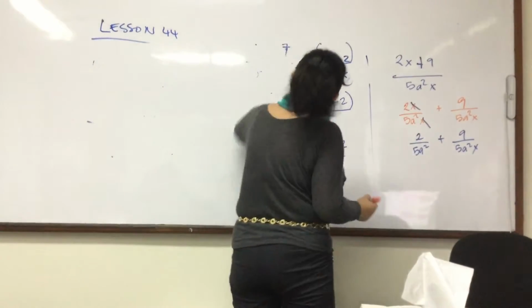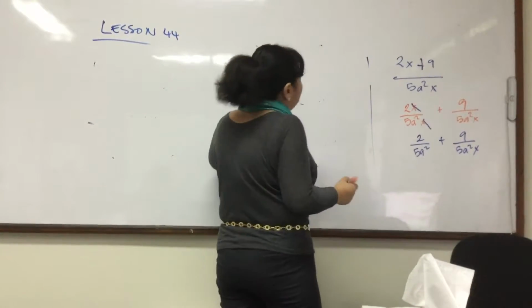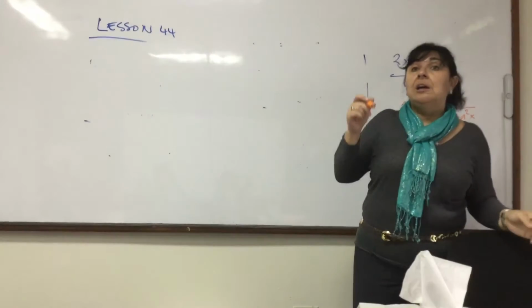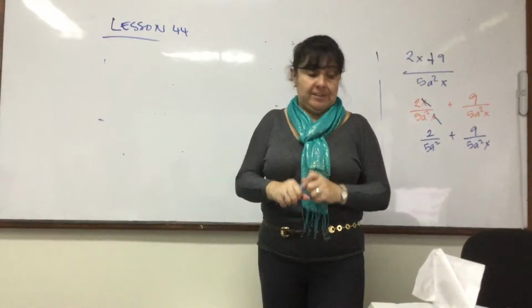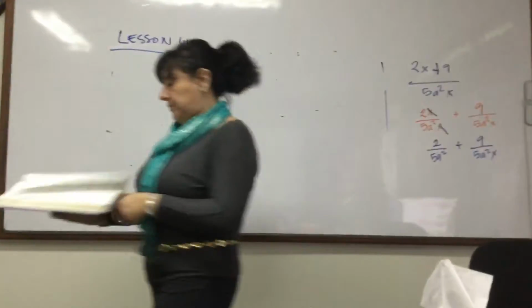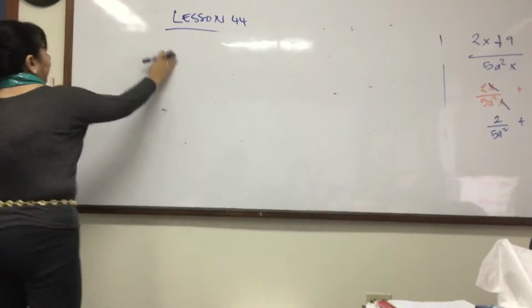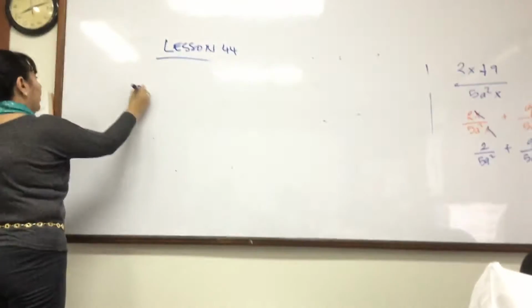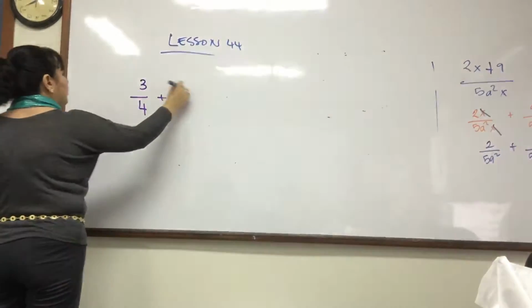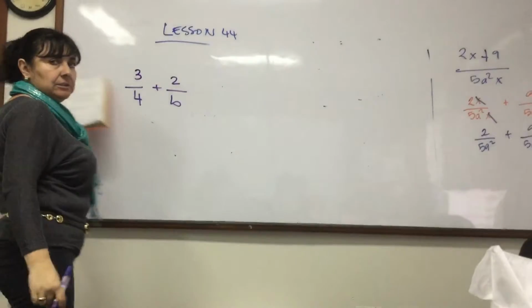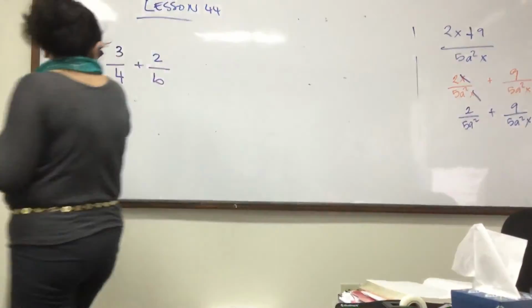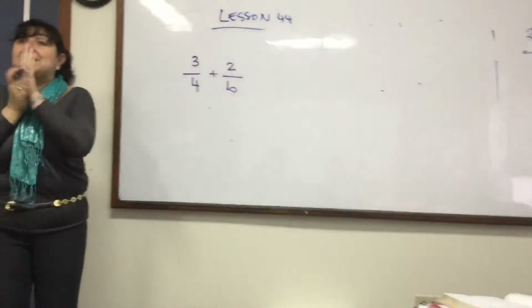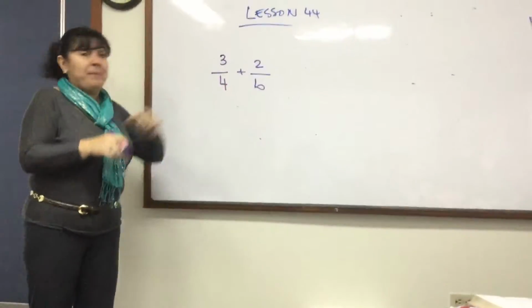So let me do one where you have different denominators. Uh-oh. Remember that yesterday we saw least common multiple with variables? This is where you're going to use it. So, let's start out with something simple. 3/4 plus 2/b. Different denominators. What would be the least common multiple between 4 and b? 4b.